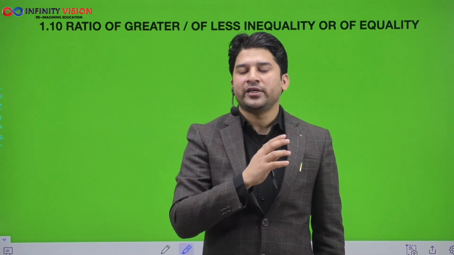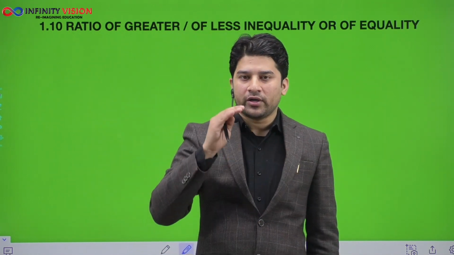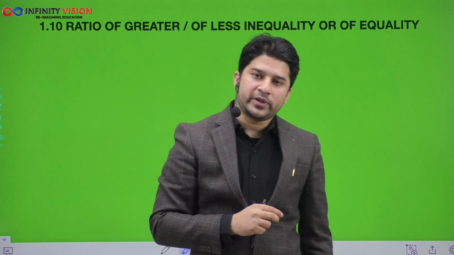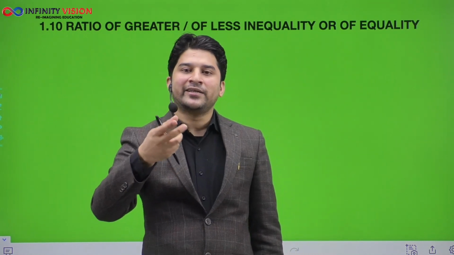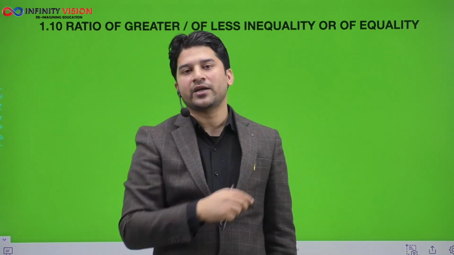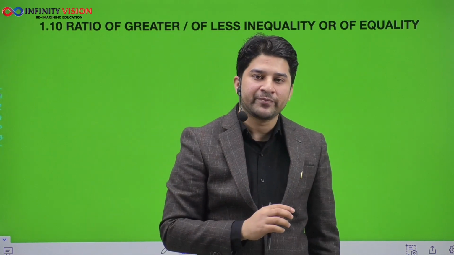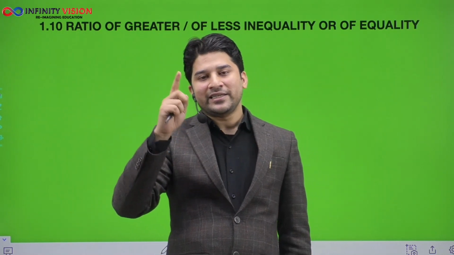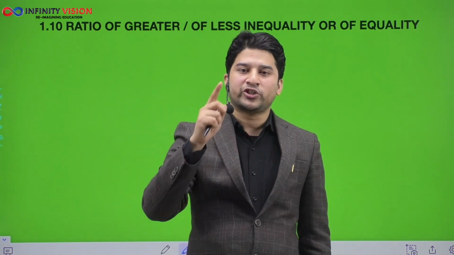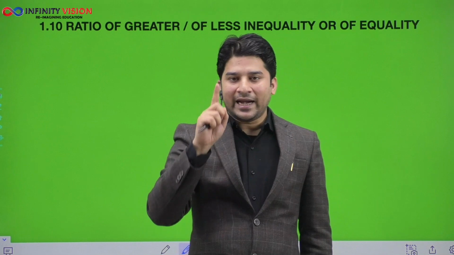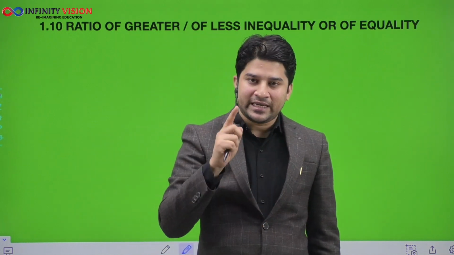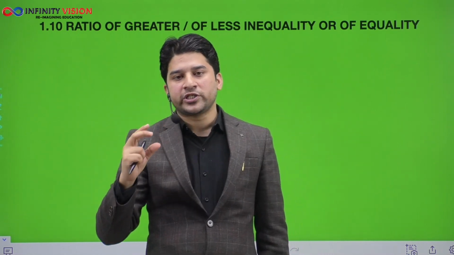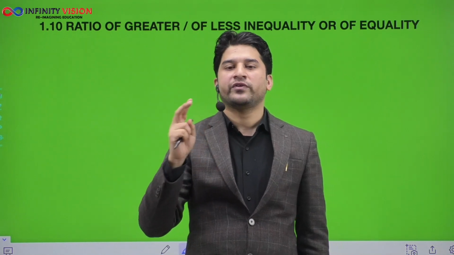Ratio of greater inequality, ratio of lesser inequality, or equal ratio. What exactly do we mean by that? Let's say you have a ratio A is to B. There is a scenario when antecedent is bigger than consequent. There is another scenario when antecedent is smaller than consequent. And there is a third scenario when antecedent and consequent are equal. When antecedent is greater than consequent, you call it ratio of greater inequality. When antecedent is smaller than consequent, that is A is less than B, you call it ratio of lesser inequality. And when antecedent and consequent are equal, you call it ratio of equality.